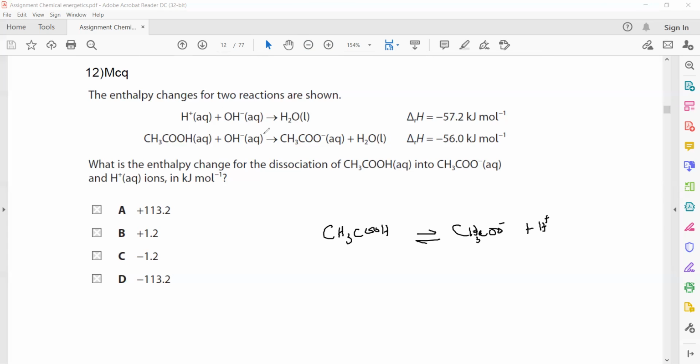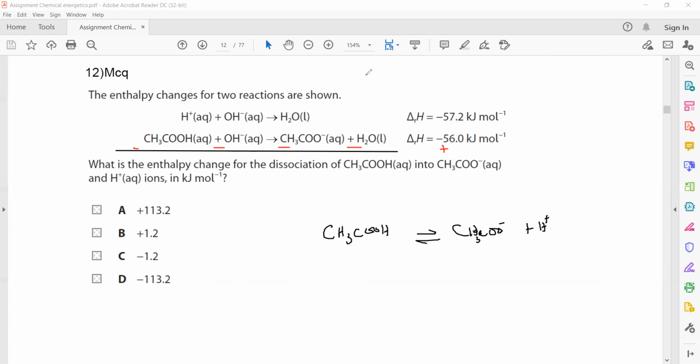So we want to cancel out the water molecule, because we don't need water in the final equation, and we don't need OH ions either. When they are on the same side, we subtract the equations. If they are on opposite sides, we add the equations so that we can cancel them out. But if they are on the same side, we subtract the two equations. So if I subtract the two equations, the signs will change: this will be minus, this will be minus, this will be minus, this will be minus, and this will be plus.